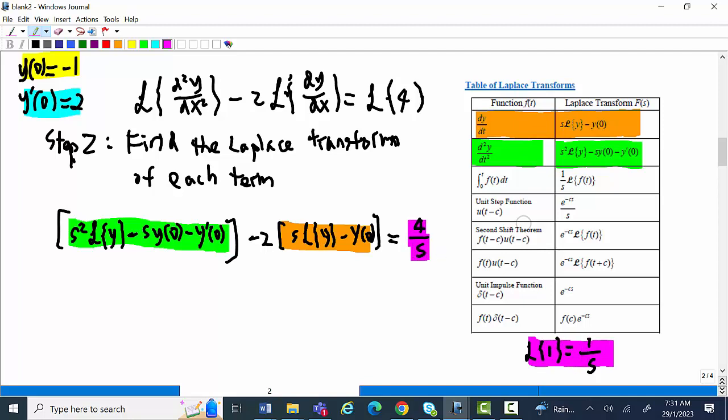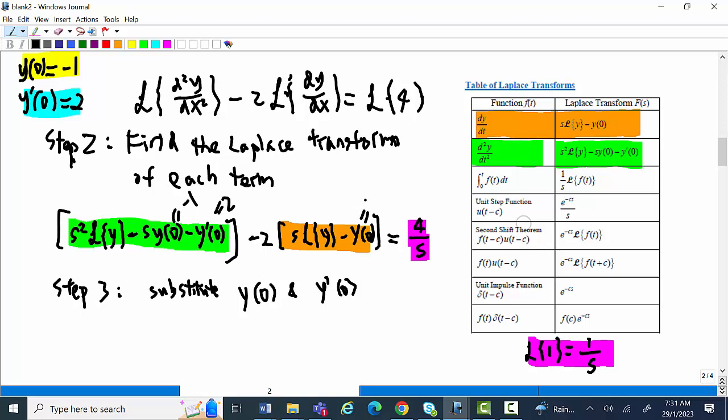So now you substitute the values now. So now we do step 3, substitute the values. Step 3, substitute what y(0) and y prime 0 are. We know y(0) is minus 1. y prime 0 is 2. Then y(0) is minus 1.